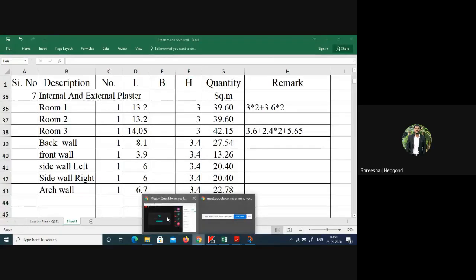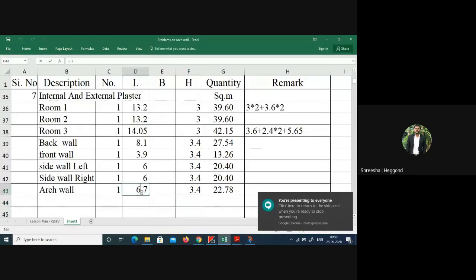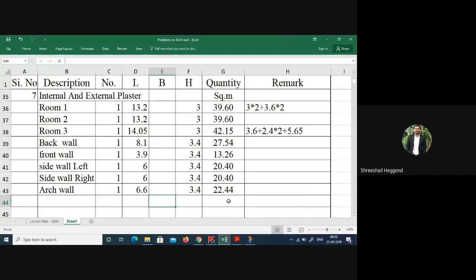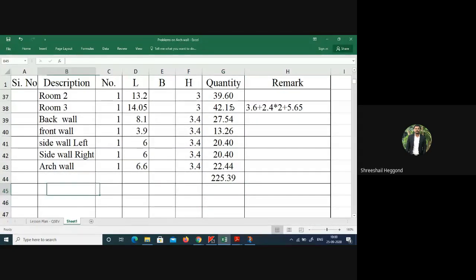Any other answers? Okay. Now total quantity of plaster can be calculated. That is summation of all. 225.39 square meter will be the area. Next, you have to do the deductions.